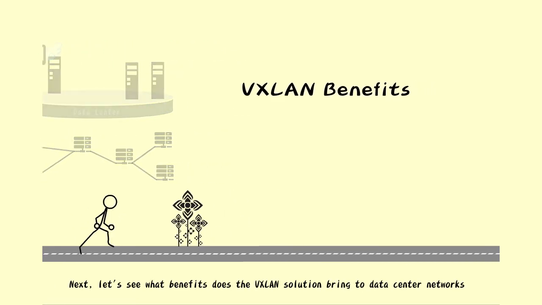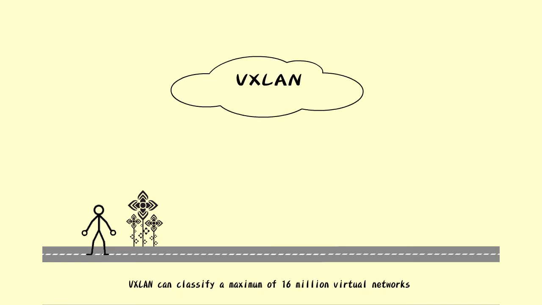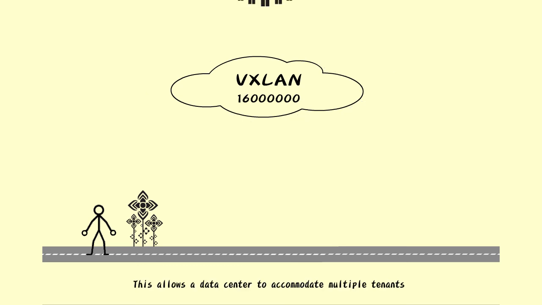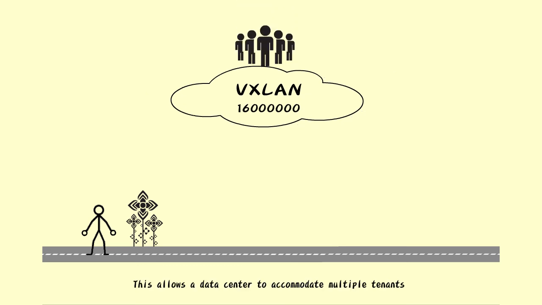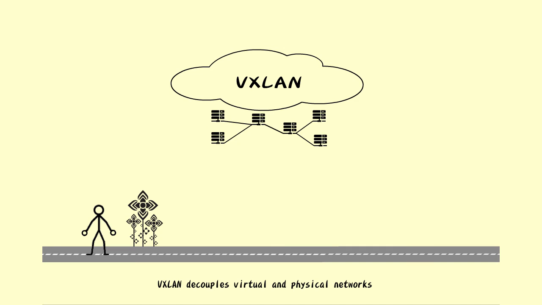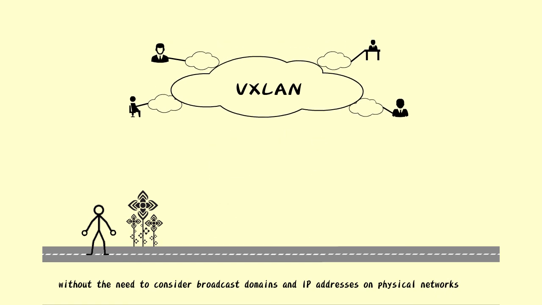Next, let's see what benefits the VXLAN solution brings to data center networks. VXLAN can classify a maximum of 16 million virtual networks. This allows the data center to accommodate multiple tenants, greatly improving the operating revenue. VXLAN decouples virtual and physical networks. Tenants can plan their own virtual networks, without the need to consider broadcast domains and IP addresses on physical networks.